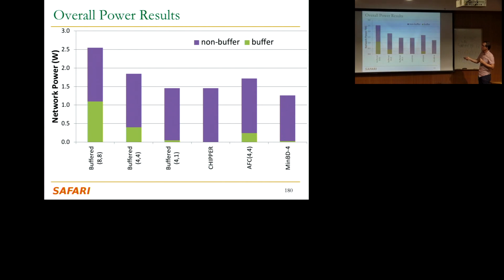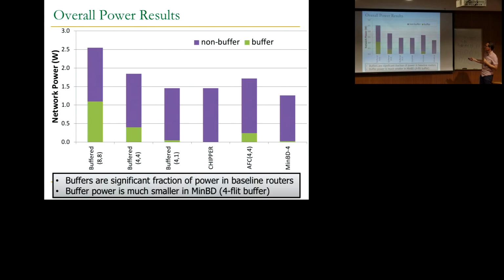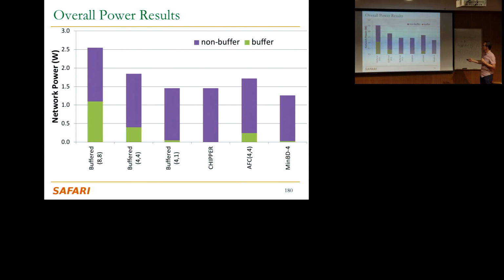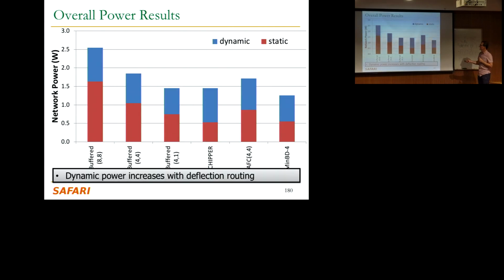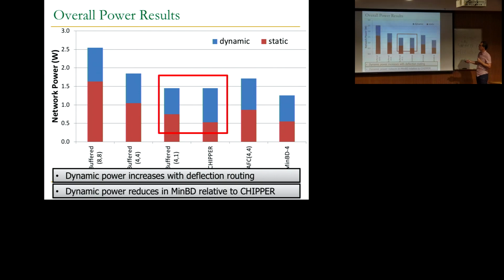breakdown of the power. So most of the power here is spent, well, a good chunk is spent over buffers here. As you go this way, there's little power in the buffers. We add a little bit more power in the buffers to actually reduce overall power, as you can see over there. Okay, there should be a line over here. Okay, and these are dynamic versus static. As you can see, dynamic power increases with deflection routing over here. But overall, you save power because you reduce the buffers significantly.